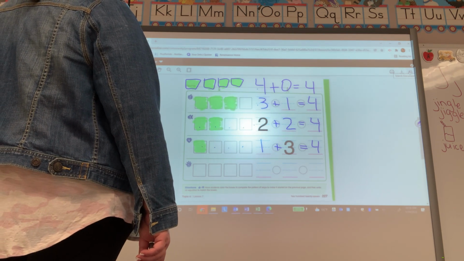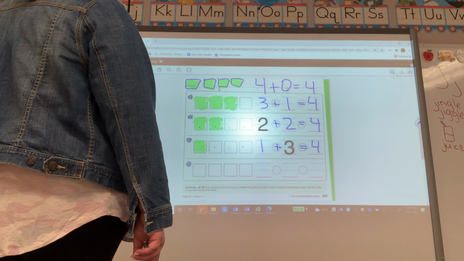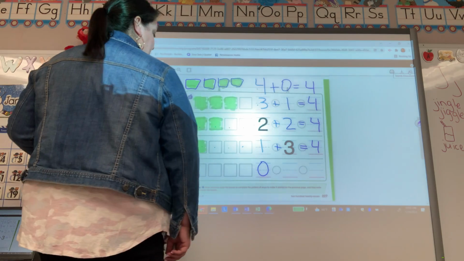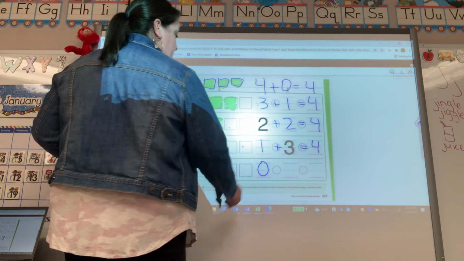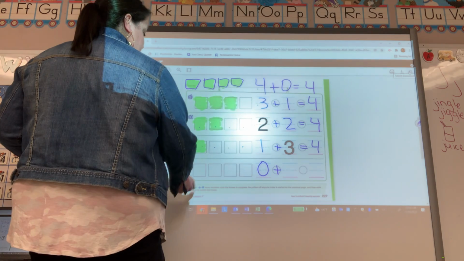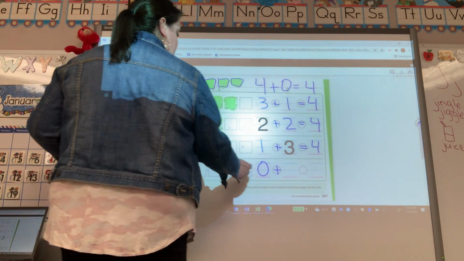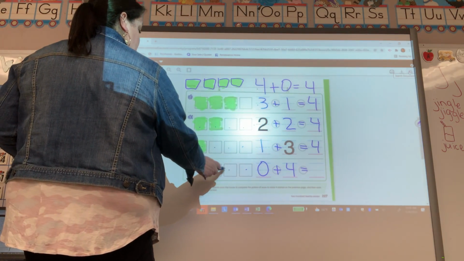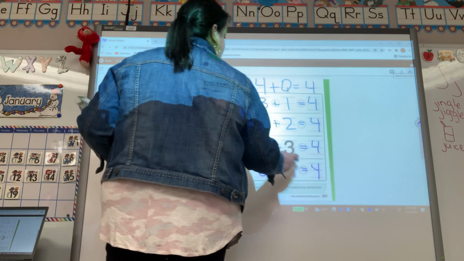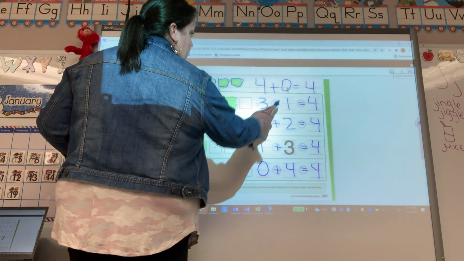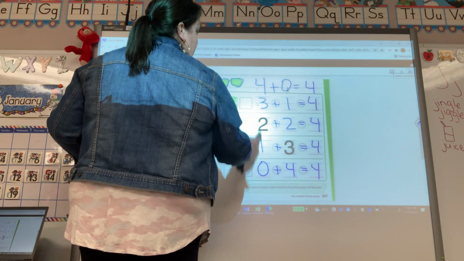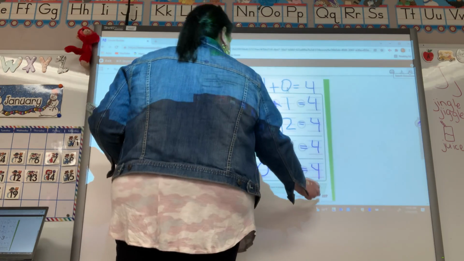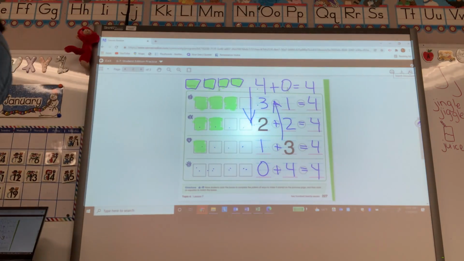Now, our very last one, how many boxes should we color green? 0. So we have 0 green boxes, I'm sorry, plus how many white ones? 1, 2, 3, 4. And then that equals how many boxes? 1, 2, 3, 4. Do you see this pattern? 4, 3, 2, 1, 0, 0, 1, 2, 3, 4. These numbers are getting smaller. These numbers are getting bigger. And then our sums are staying the same.